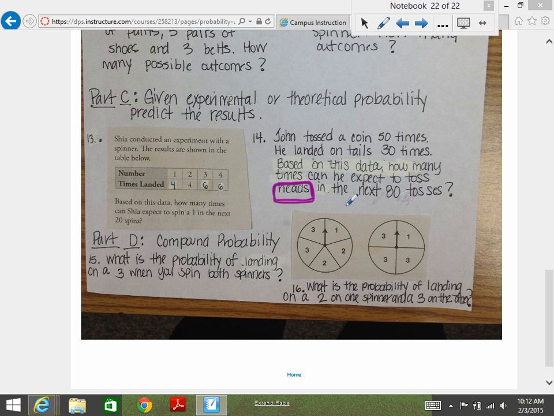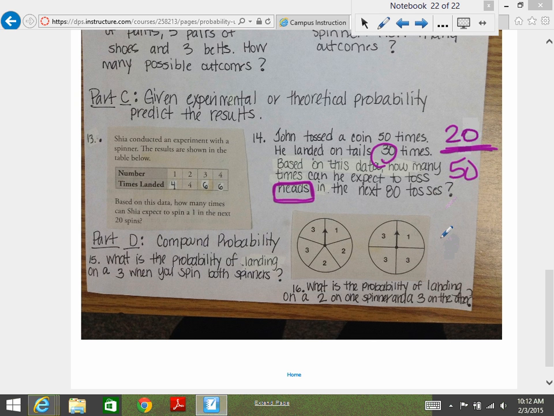So what do we know so far? So he tossed it 50. So what's the bottom number going to be on my fraction then? 50. Now we're talking about heads, not tails. Tails is how many times? So what's heads going to be? 20. There's your first fraction.